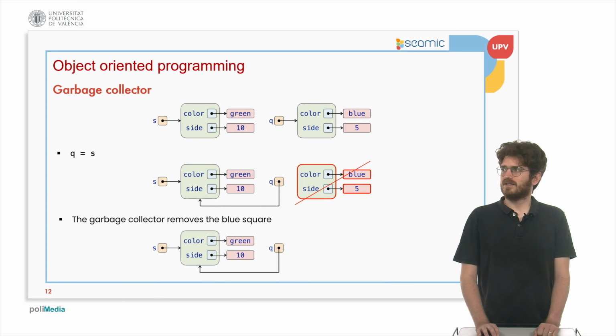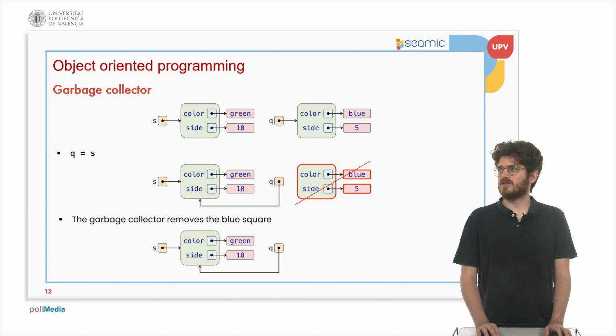Let's see an example. So if we have two squares up above, s and q, with two different parameters, one is green, one is blue, one has size 10, the other has side 5, and now we can assign q to s. What's happening there? What happens is that the variable q is being assigned to the green square. So now the blue square doesn't have any reference to it and is considered orphaned.